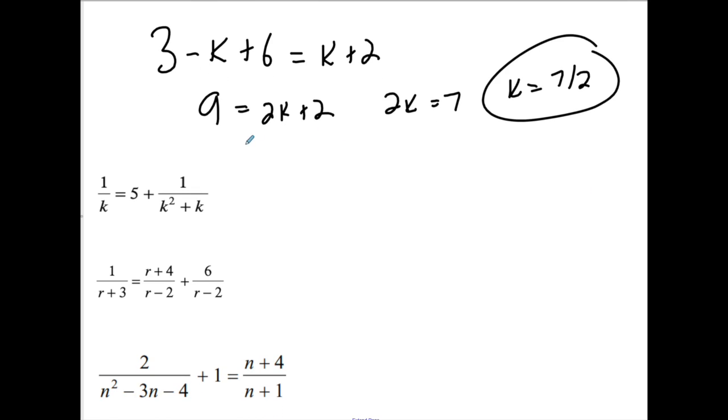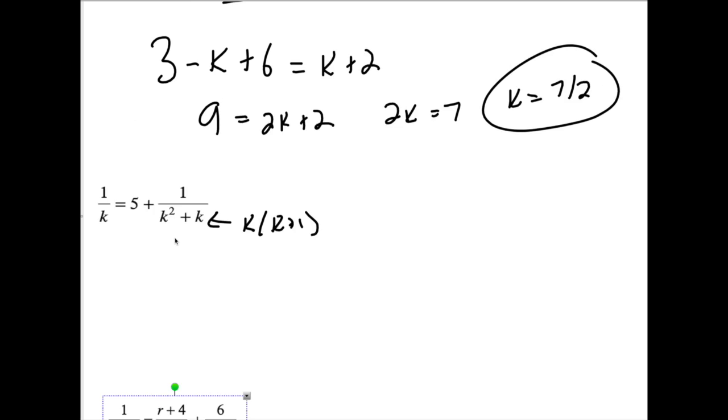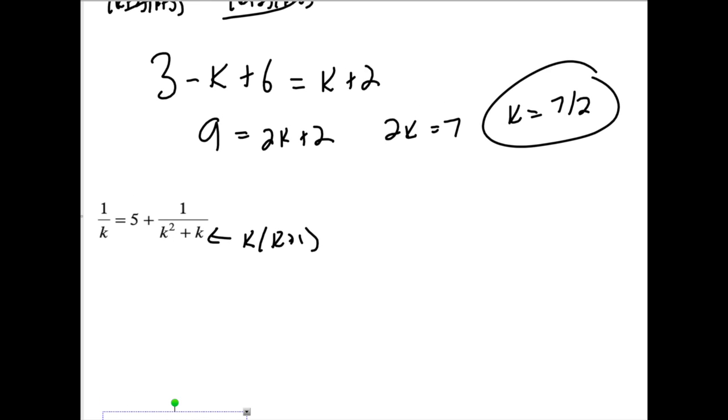All right, moving on down. K squared plus k. Well, that's k times k plus 1. So it looks like our excluded values are k is not 0, and k is not -1. So my GCF, I'm going to multiply through by k times k plus 1.